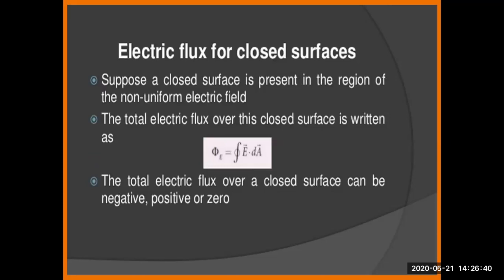Next, please read this. Flux for closed surfaces. Suppose a closed surface is present in the region of a non-uniform electric field. The total electric flux over this closed area is written as phi e equals the integration of the electric field times delta A. The total electric flux over a closed surface can be negative, positive, or zero. So we know that it can be zero, negative, or positive.